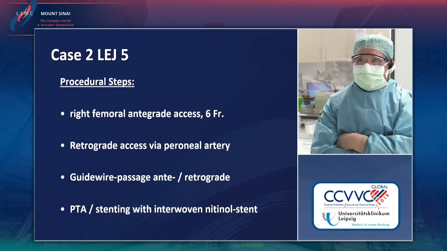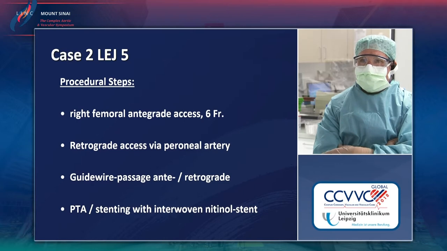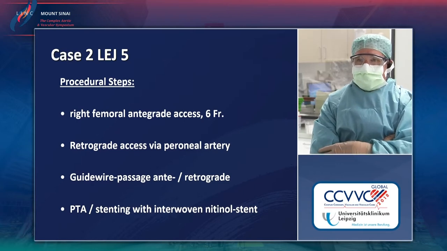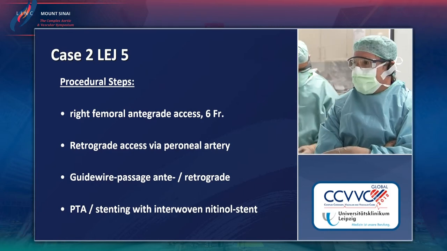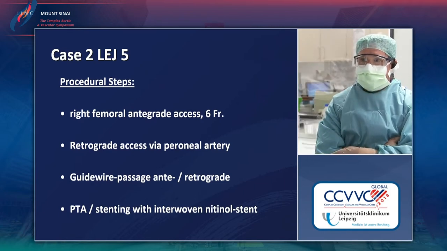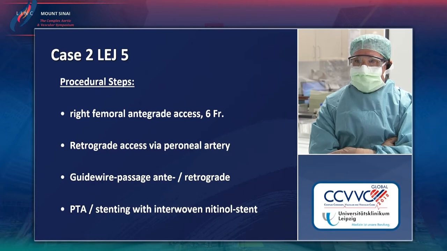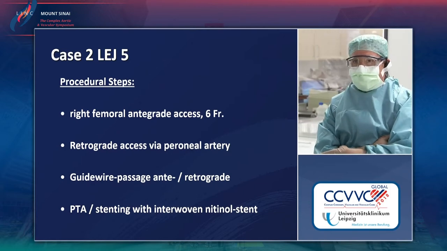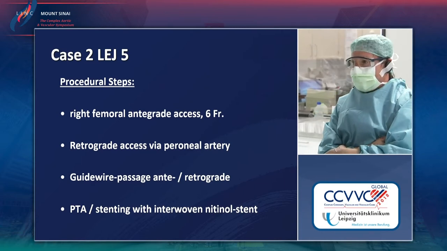If it's not possible to do the recanalization in an antegrade fashion, then we come from a retrograde access via the peroneal artery, which is also partially occluded. So maybe if we puncture the peroneal artery, we can also recanalize this artery in this patient with CLI. Yeah, and then we probably will need the Supera stent here to finally solve the problem in the popliteal artery. Yeah, thank you very much.